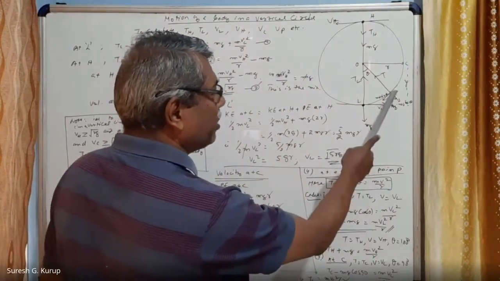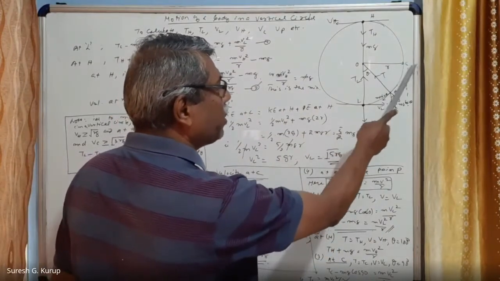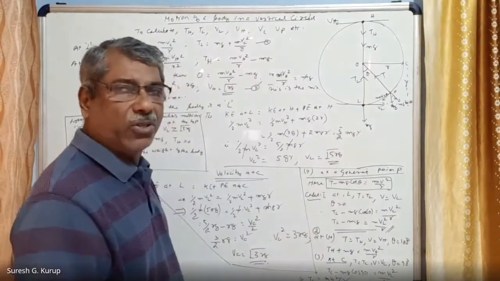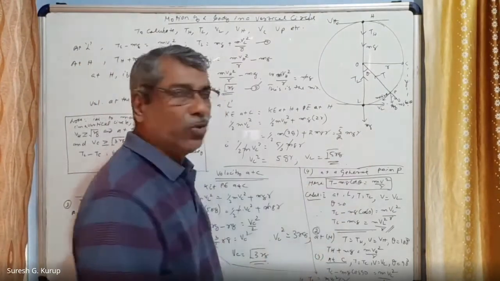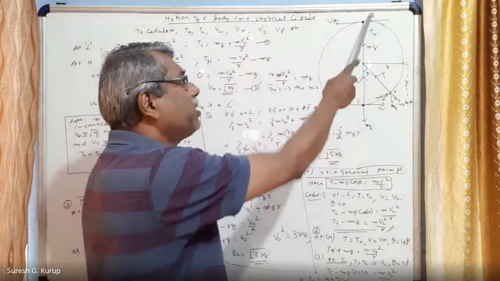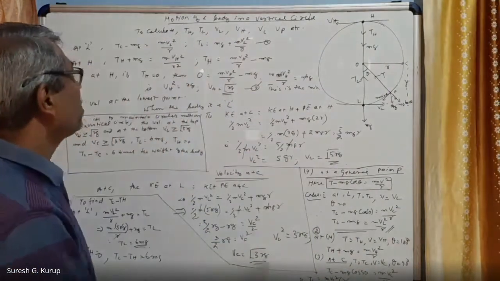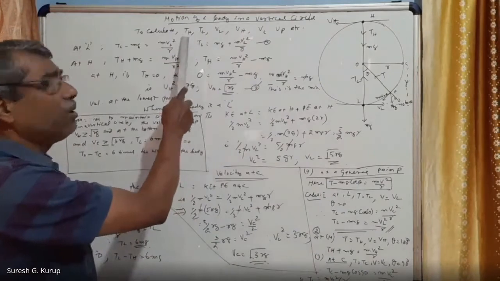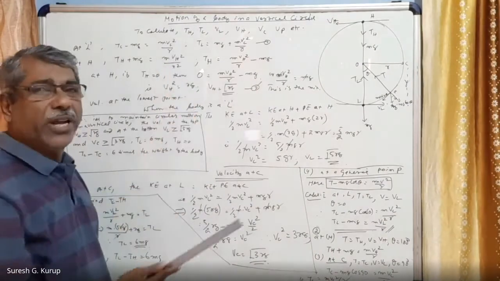So this is a general point. This is a diametrical point, that means the horizontal point. C is the horizontal point and P is a general point. L is the lowest point and H is the highest point. These are the quantities we have to calculate. TH, that means the tension of the string.